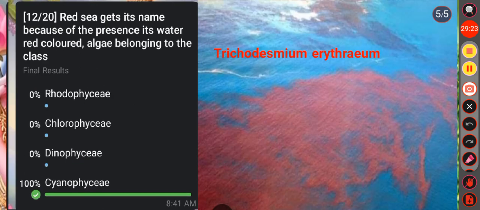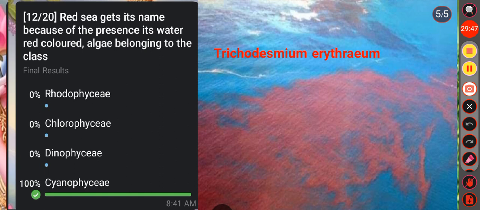Then question number 12, Red Sea gets its name because of the presence in its water of red colored algae belonging to the class: option A Rhodophyceae, option B Chlorophyceae, option C Dinophyceae and option D, that is Cyanophyceae. Here the correct answer is option D, that is Cyanophyceae.